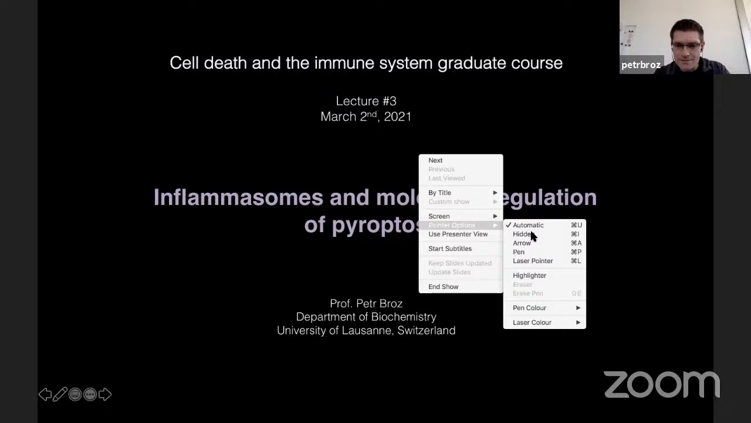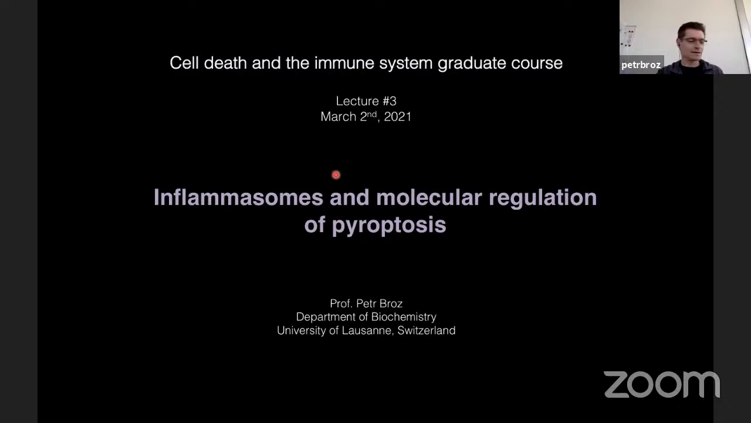Okay, so today I want to talk about a peculiar type of cell death, which is called pyroptosis, and I'll show you some pictures of how that works on a molecular level, how that looks when cells undergo pyroptosis. And this type of cell death is linked to inflammasomes, which are innate immune signaling complexes. So a little bit of an overview of what we will cover today.